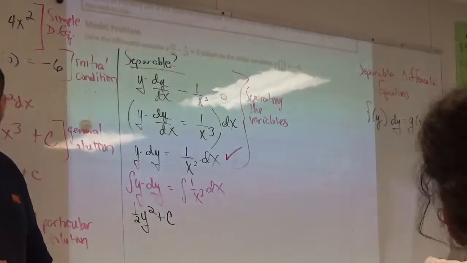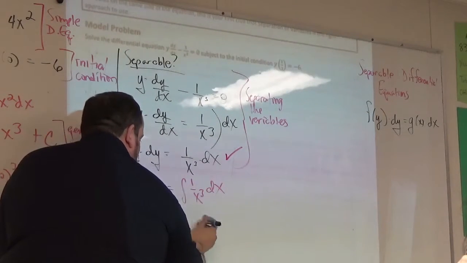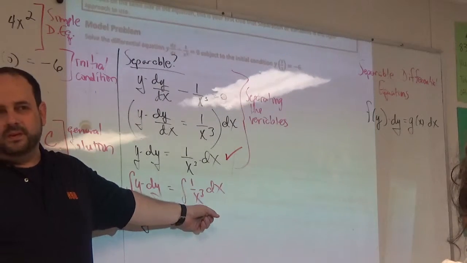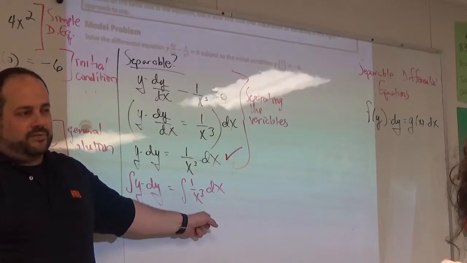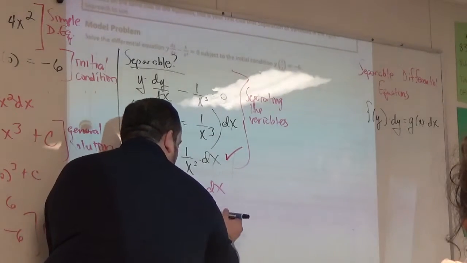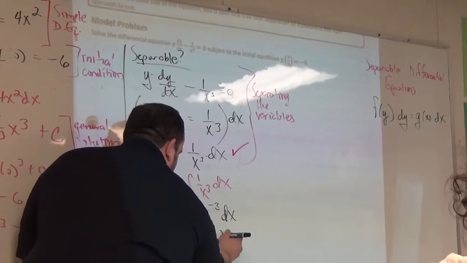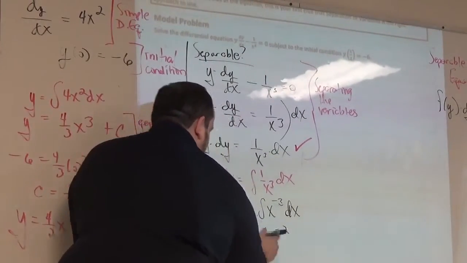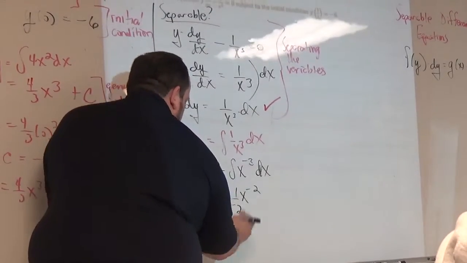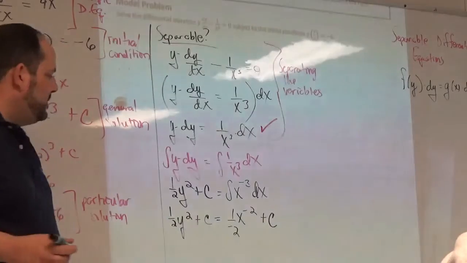plus C. I'm integrating on the left, I'm integrating on the right. The integral on the right, you might think, wait a second, 1 over x cubed. We're going to have to do some work here. So maybe the first thing is to make this x to the negative third dx. Power rule says add 1 to the power, divide by the new power. So I've got a half of y squared plus C equals 1 over negative 2x to the negative 2 plus another constant of integration.